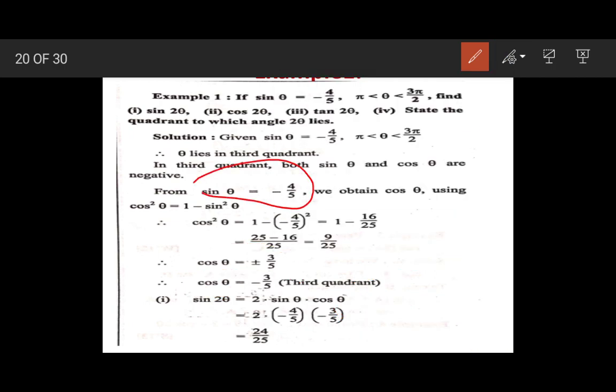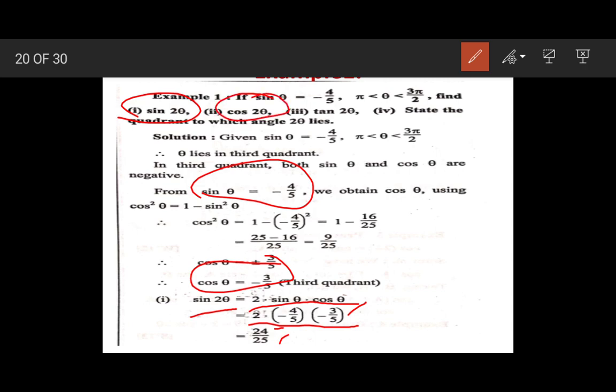We have sin theta and cos theta values. So let us start with first. So first one is find sin 2 theta. And sin 2 theta is 2 sin theta into cos theta. So 2 into minus 4 upon 5 into minus 3 upon 5. So do the multiplication, minus minus will be plus. 4 into 3 is 12. 12 into 2 is 24. Then 5 into 5 is 25. So 24 upon 25.